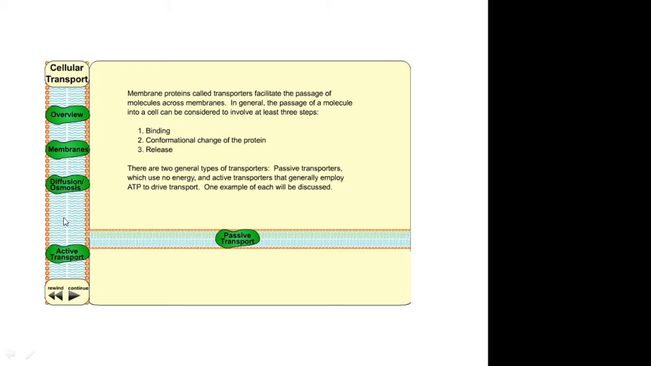The process includes three stages. One is called binding, the second one is called the conformation change of the protein, and the third one is called the release of the molecules. Glucose permease is an example of passive transport. The first stage is the binding to the transporter. The second is a conformation change of the transporter protein. And the third is the release of the molecule.